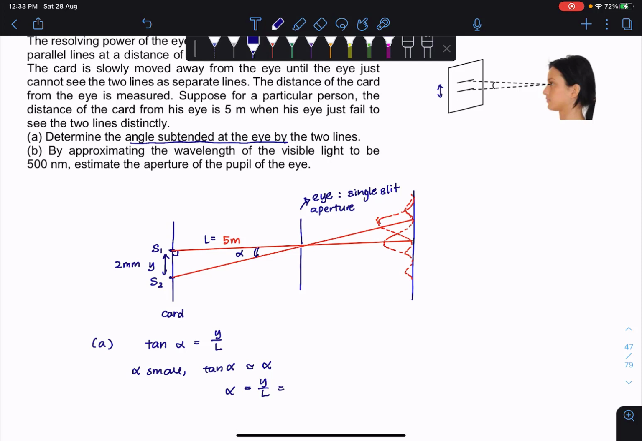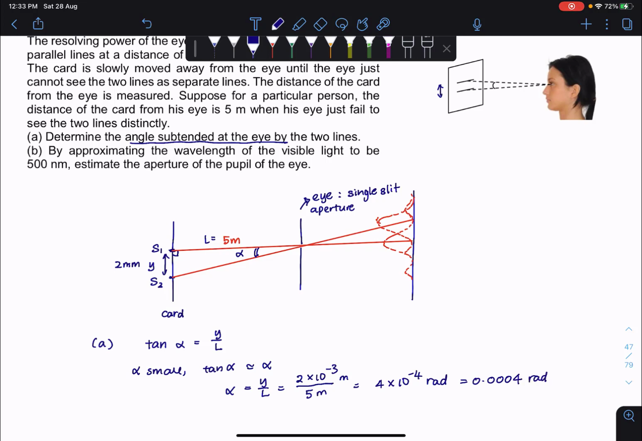Putting in the values, we will get 2 millimeter, which is 2 times 10 to the power minus 3, and L is 5 meters. That works out to be 4 times 10 to the power of minus 4 radians. What about part B?